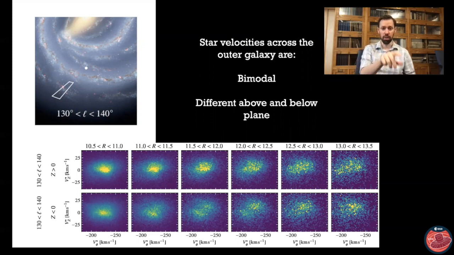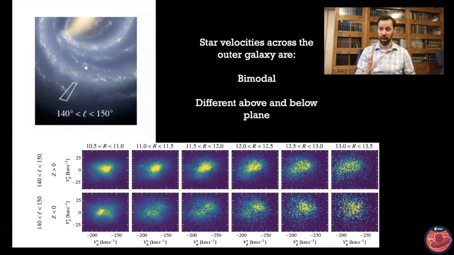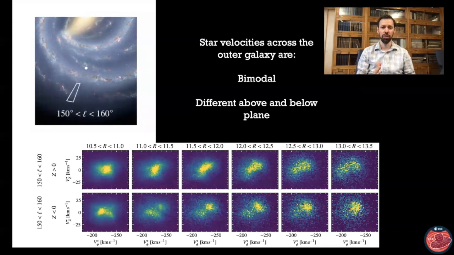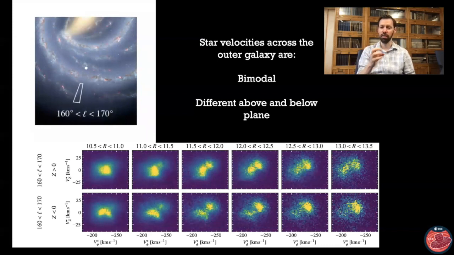This will come across in the plot that I have shown at the bottom here, which in each panel gives rotational velocity on the x-axis against vertical velocity on the y-axis. It's split into above and below the galactic plane, and then again into radial bins between 10.5 kiloparsecs and 13.5 kiloparsecs. And what you'll see as I scroll across different ranges in L, in galactic longitude, is that this bimodal structure really comes out very strongly.